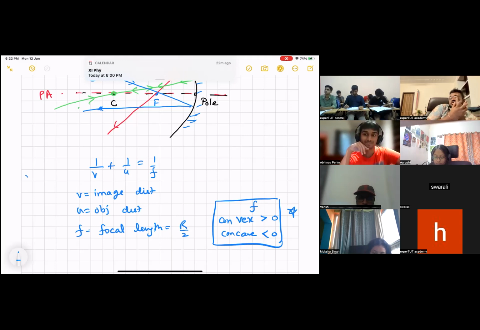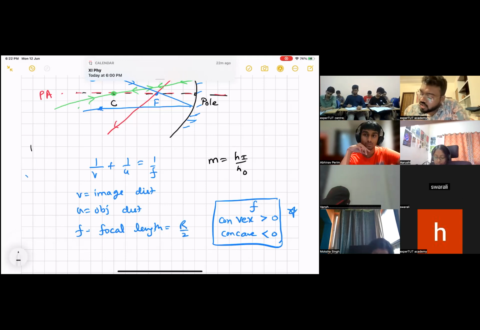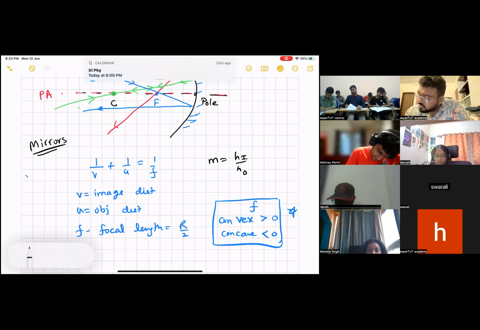Convex is more than 0, concave is less than 0. Okay. Next, there's one more formula. This formula is m equal to hi by ho. I've written this in black because it is always true, whether it is mirror or lenses. So we are right now doing mirrors, right? So the black thing is always there.